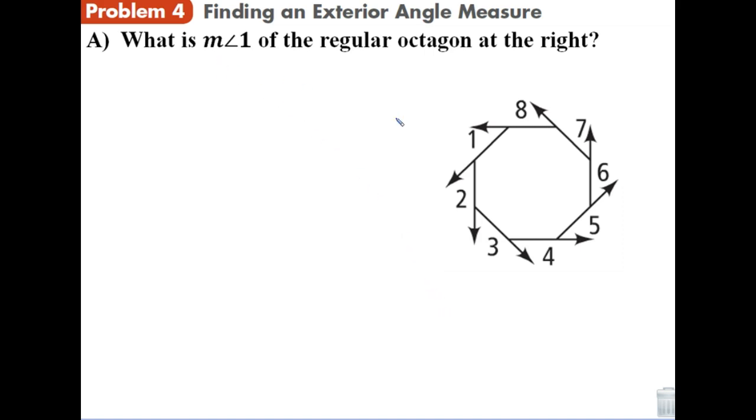Notice angle 1 is an exterior angle, and we're talking about a regular octagon, meaning all my interior angles will be equal, therefore all the exterior angles will also be equal. So I can take the total of all the exterior angles, 360, divided by the number of sides we have, 8, and we end up with 45 degrees. So I know that all those exterior angles, especially angle 1, are equal to 45 degrees.